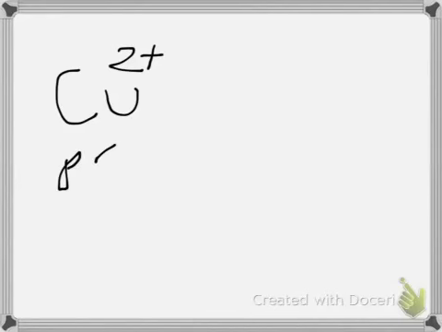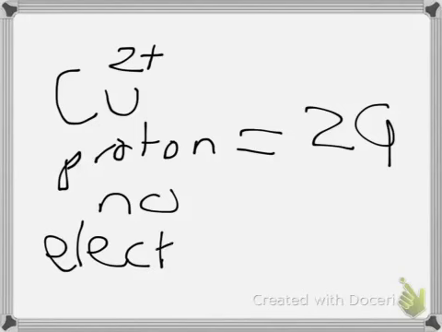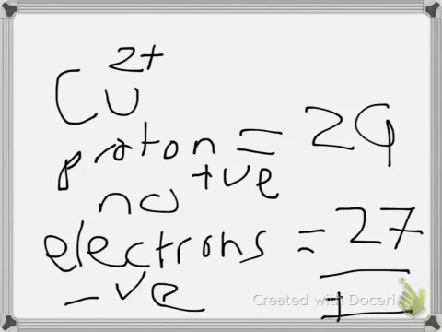If we look at a copper ion now, in this case it's going to be a 2+ ion. The proton number is exactly the same, still equal to 29. This time the number of electrons has changed. Each proton has a positive charge and each electron has a negative charge, so to get to 2 positive overall, I must only have 27 electrons.